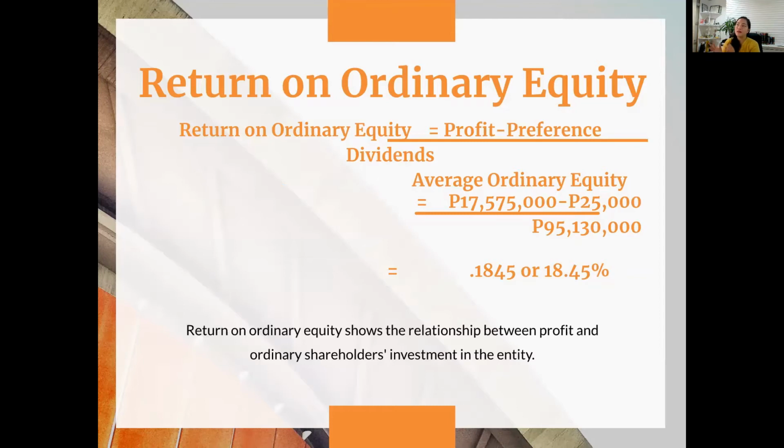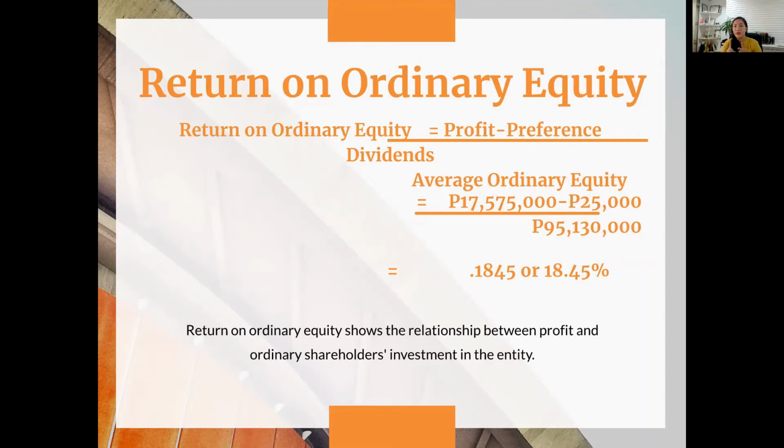Preferred dividends means dividends declared on the preferred shares. A preferred class is a specific equity class that only exists in a corporation. When there's a preferred shareholder, they usually get dividends. If the profit is already there, minus the preferred dividends declared, that is what is left from the profit. What is left goes to the ordinary equity owners, the average ordinary equity.